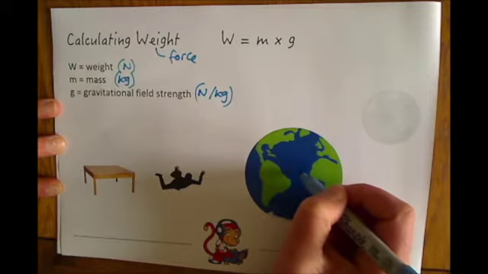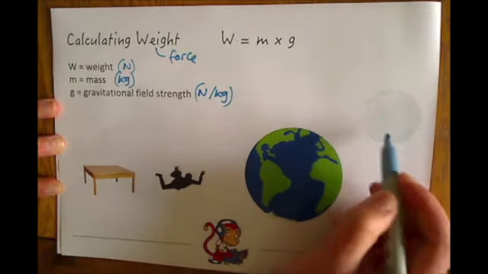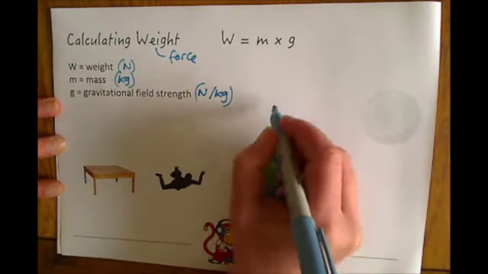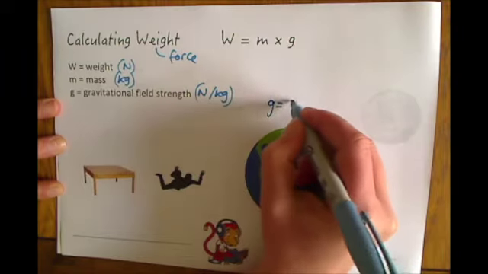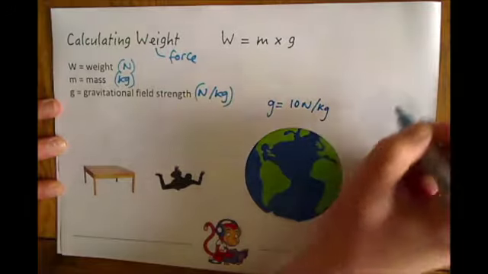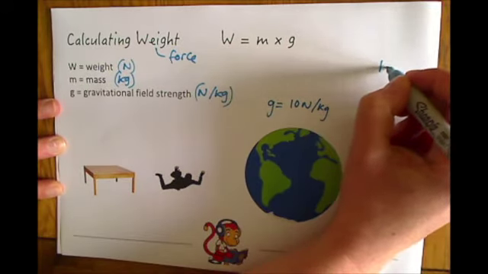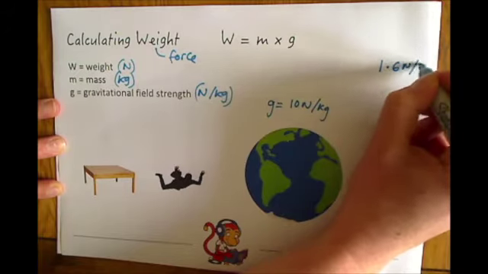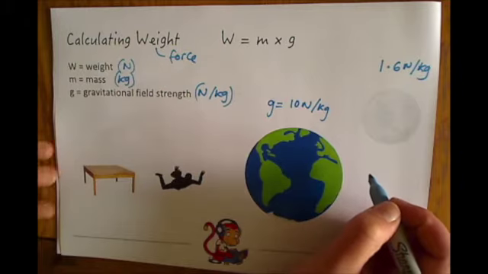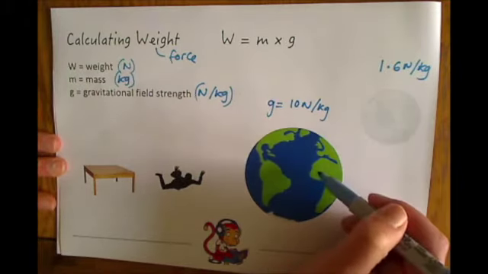Gravitational field strength is different on different planets. Gravitational field strength on Earth is also different from the gravitational field strength that exists on the Moon. On Earth, the gravitational field strength is approximately 10 newtons per kilogram, whereas on the Moon it is approximately 1.6 newtons per kilogram. And this is really important because this will help us explain the difference between mass and weight.